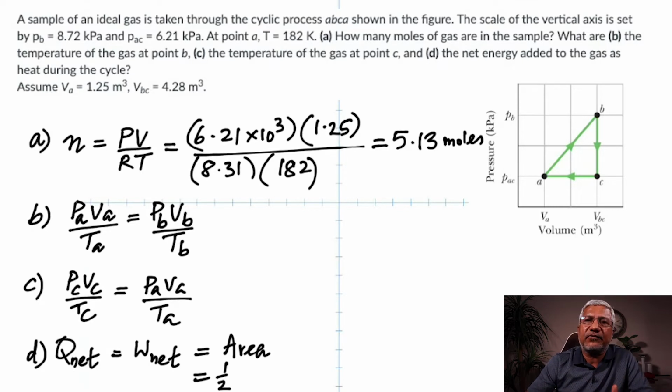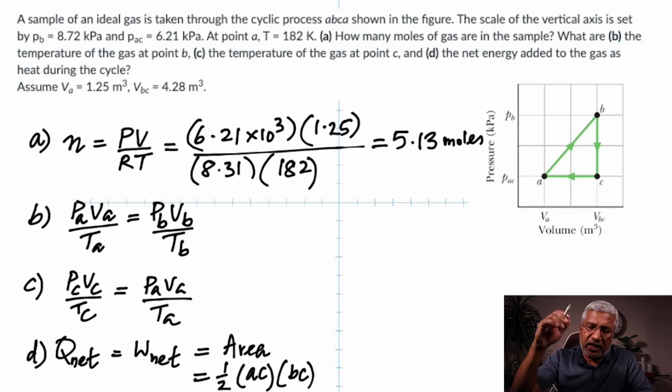And in this case, it's easy to find the area because it's a triangle. And the area of a triangle is 1/2 times base times height. To get the base, you need to take VBC minus VA. That'll give you the base. And then you have the height, which is the pressure difference between B and C. I cannot remember if I did. No, I didn't do it. I just wrote it. The height is A, half AC is the base and the height is BC. And when you do that, you would get the answer.